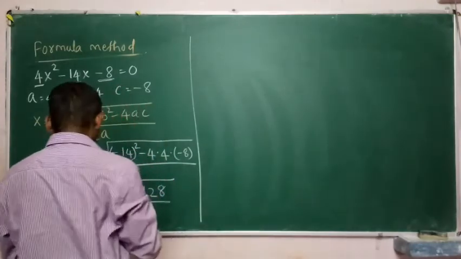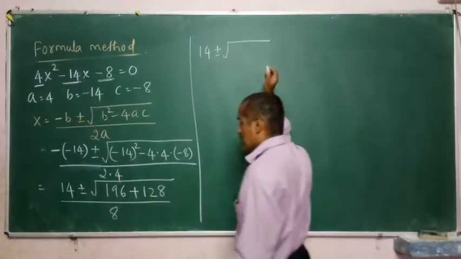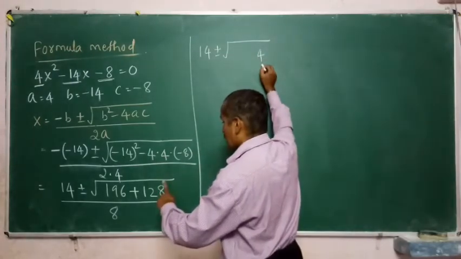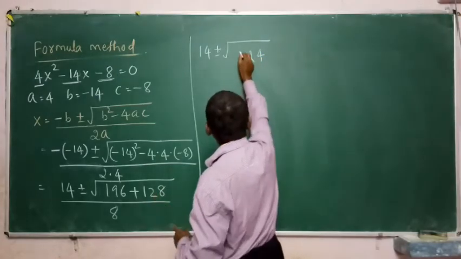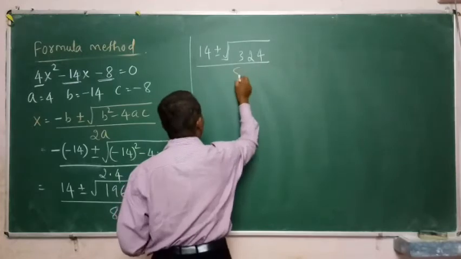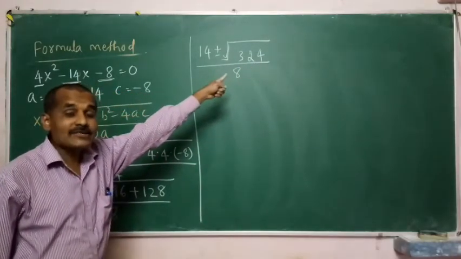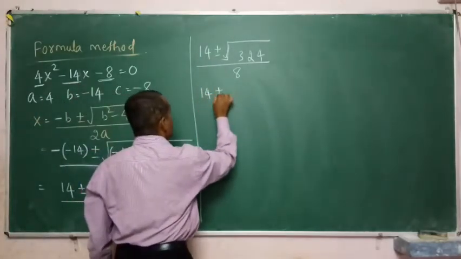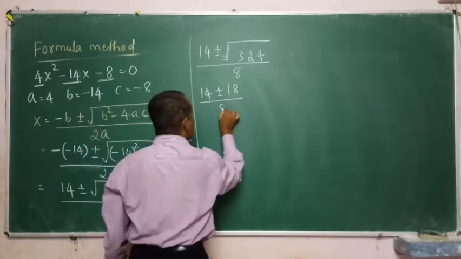Okay, we will continue. It is 14 plus or minus square root of... if you add it, 8 plus 6, 14, carry 1, 9 plus 1, 10, 12, carry 1. It is 324. Square root of 324 divided by 8. 324 is a perfect square. 18 square is 324. It is 14 plus or minus the square root, which is 18, divided by 8.